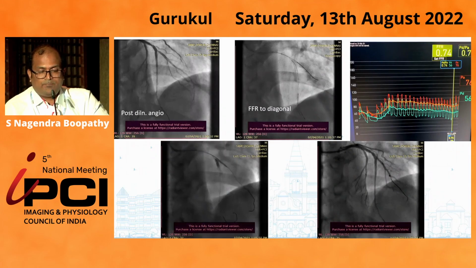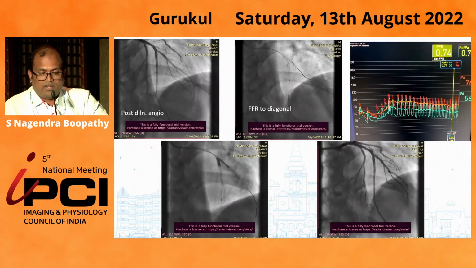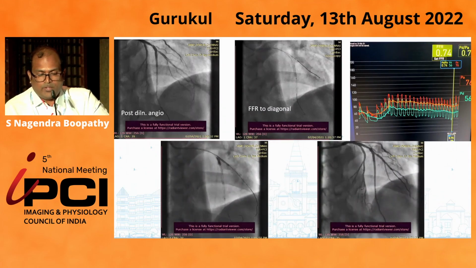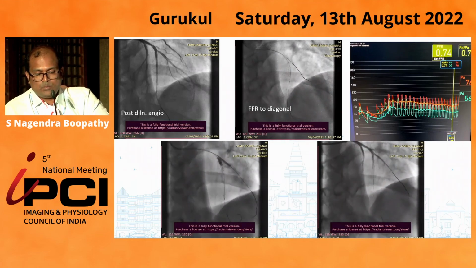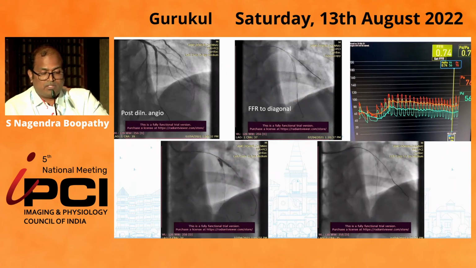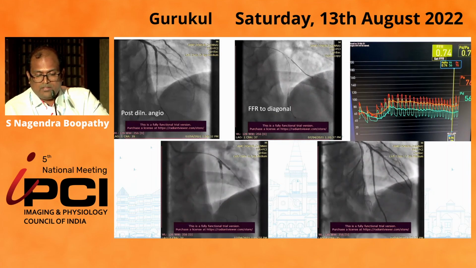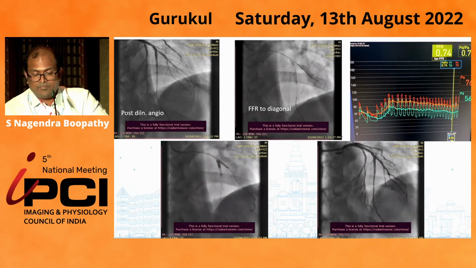Significant pinching in the diagonal was noticed. FFR wire was placed. FFR was 0.74. We kissed it with a 2.0 by 15 and the same 3.0 by 10 balloon. This is the post kissing.